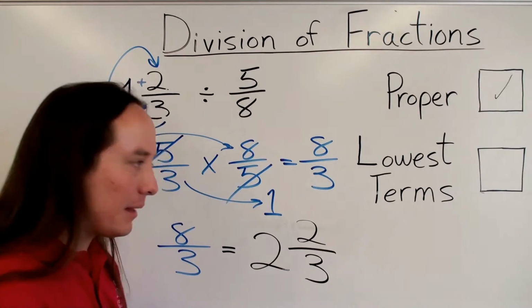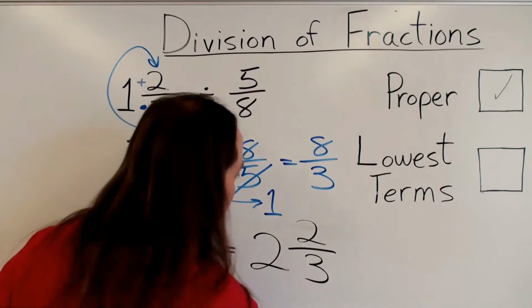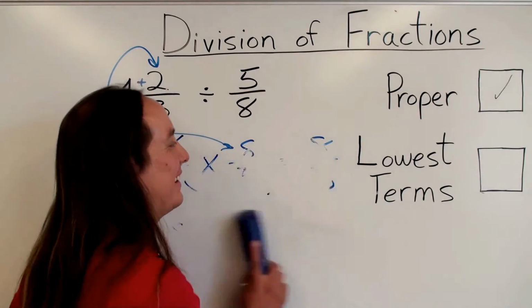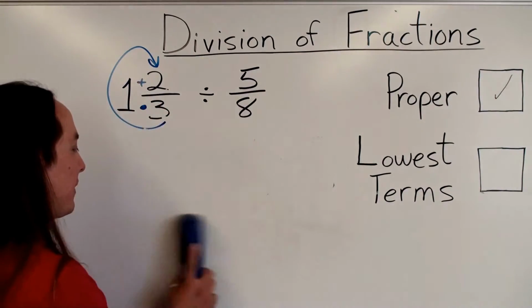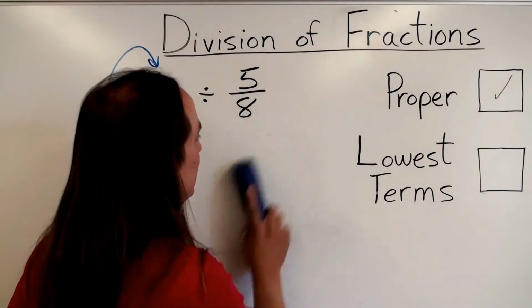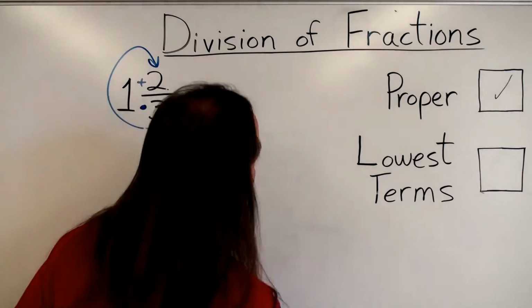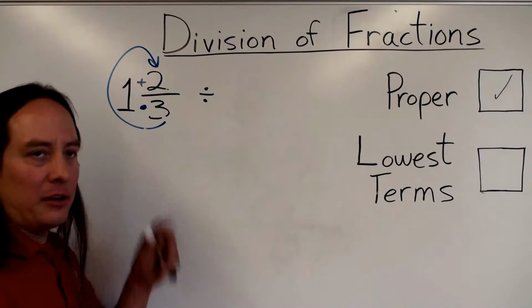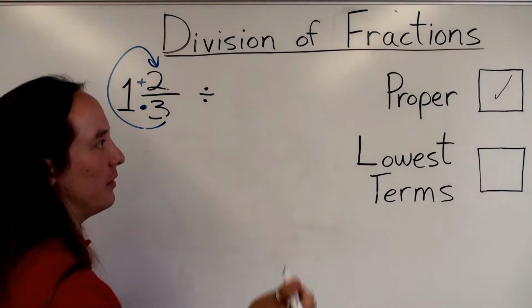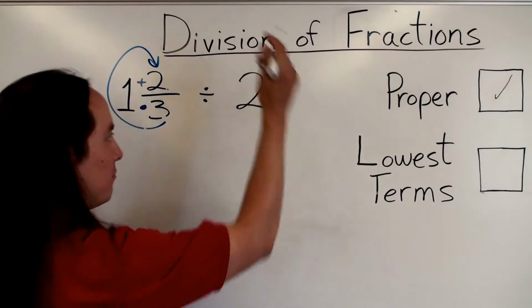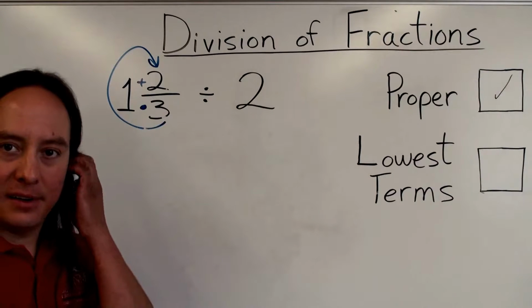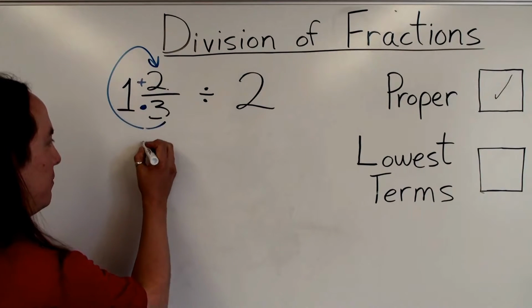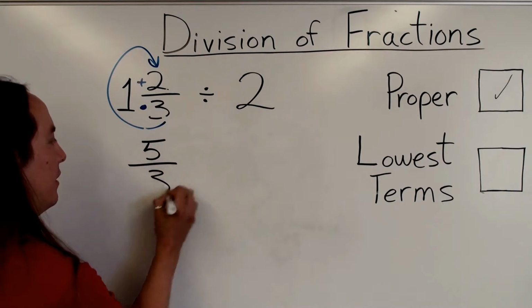Okay? Let's do one more example. At least one more. All right. We'll go ahead and use the same 1 2/3. But now I'm going to put divided by 2. All right? In fact, let me just get this down right here right away, because we already know that it's 5/3. Okay?